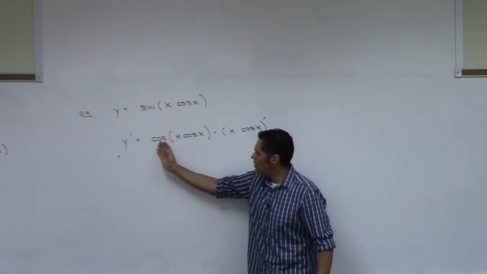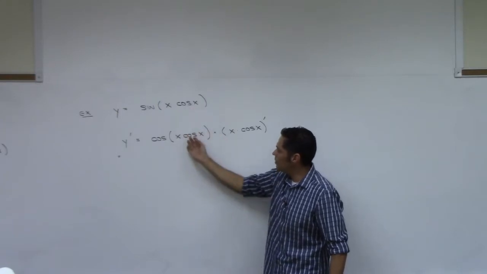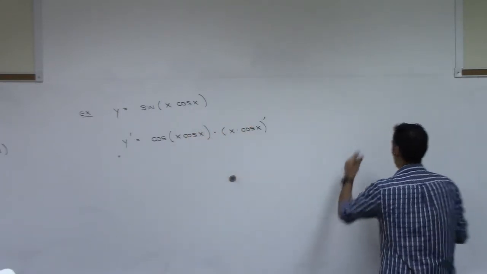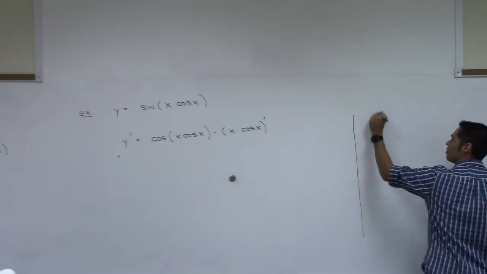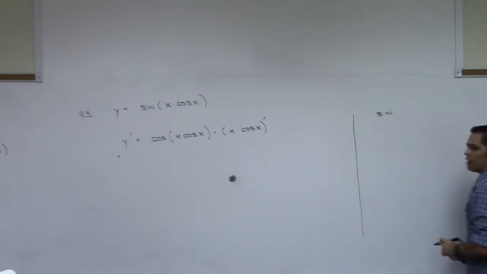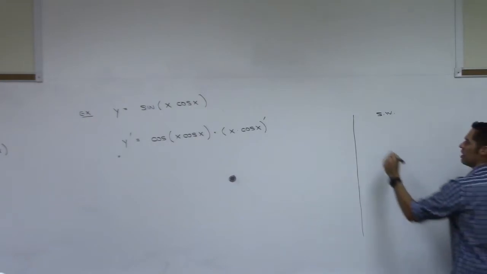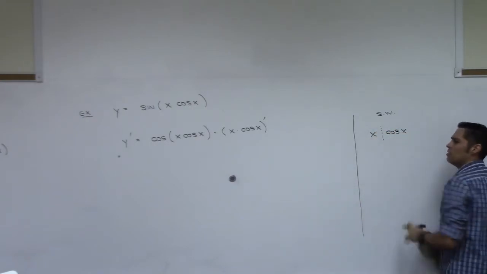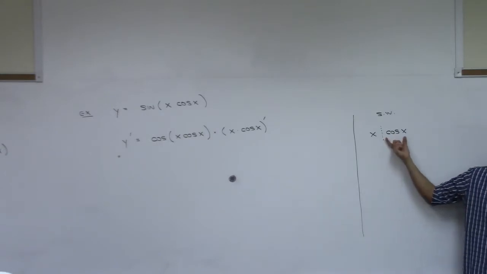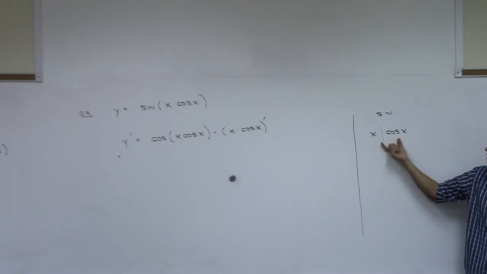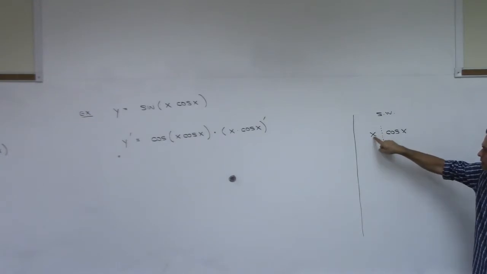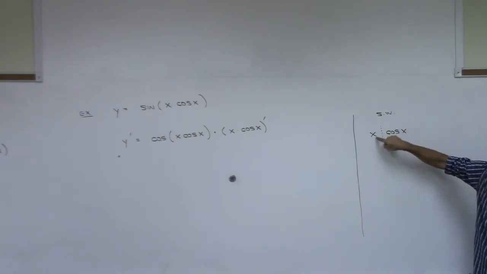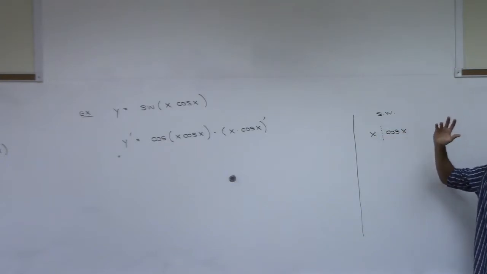The derivative of the outer function evaluated at the inner function, times now I need to take the derivative of the inner function. And I'm going to go ahead and come over here, and I'm going to do some scratch work. SW stands for scratch work. And I'm going to take the derivative of x times cosine x. And to do that, I need to use the product rule, right? Okay, so the product rule on this, I'm going to take the derivative of this times this plus the derivative of this times this, which is what your homework was over last time, right?